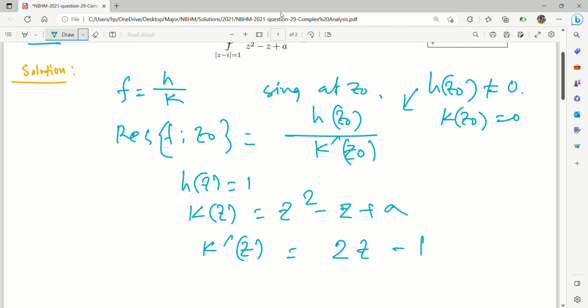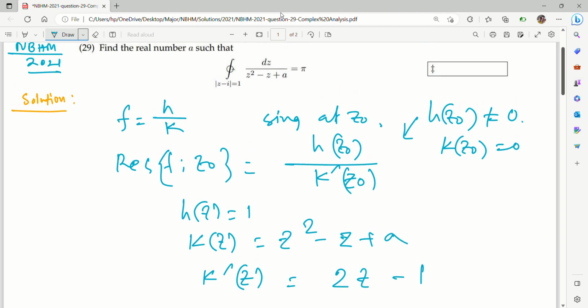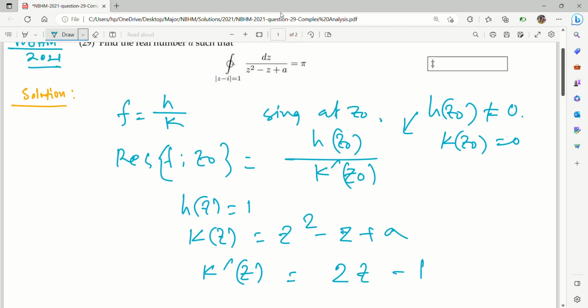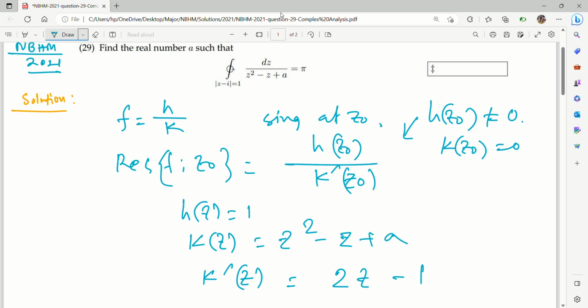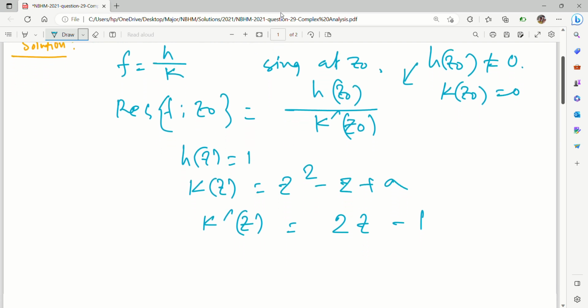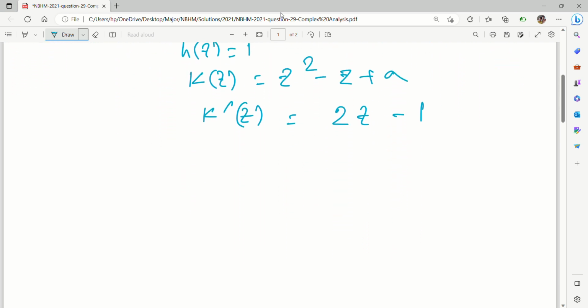Now, what is the region? The region is the unit circle centered at i. Okay, so this is the region.